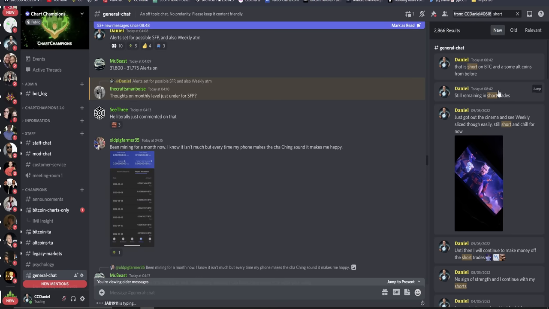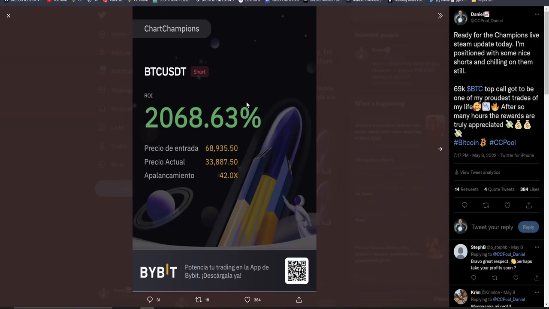several times in public and private in the Discord. I am short. I've been in shorts. Here's some of the short positions I've been in since $69,000, called the absolute high.